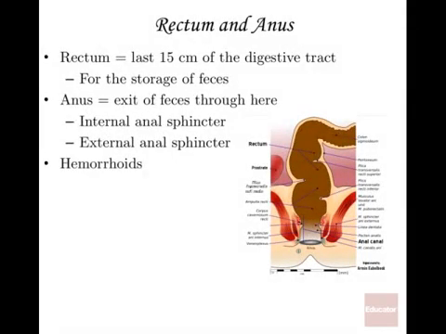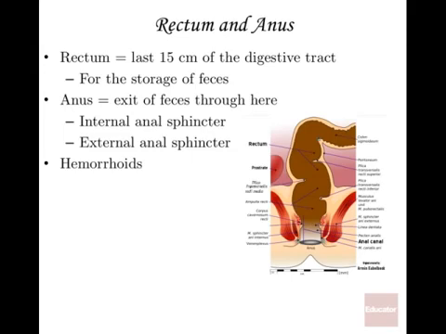So the rectum and anus. The rectum is that last 15 centimeters of the digestive tract right in here. Here's that sigmoid colon. And it's for storage of feces. Storage of feces, in terms of evolution, dates back to having a planned, intentional disposal of your feces in certain areas to mark your territory.